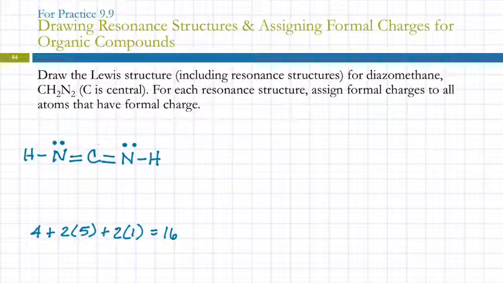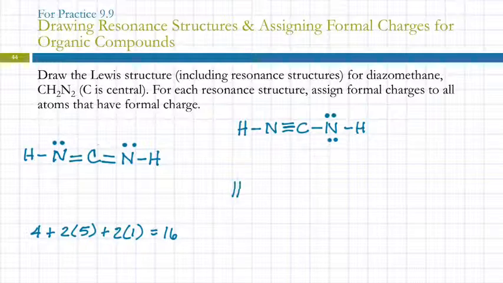Well, the last one we looked at was kind of like this, where we had two double bonds, and then we realized we could also do a single bond and a triple bond. So we can do that here as well. So we could have a triple bond with that nitrogen and a single bond with the other nitrogen. And then this nitrogen would have two lone pairs.